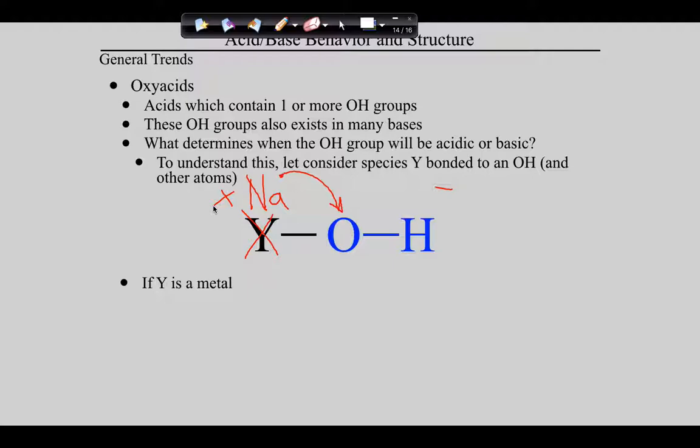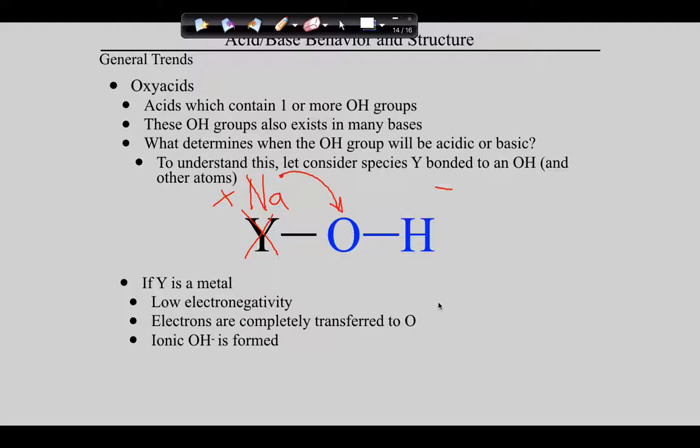And what do we know that salt to be? A strong base. So guys, if Y is a metal, that metal is so weak that the oxygen steals the electron from the metal. That forms an ionic bond, and that makes the substance basic. So the idea in summary goes like this. If Y is a metal, it has a low electronegativity. If that's the case, the electron is completely transferred to the oxygen. This forms hydroxide ion. That makes a hydroxide salt, which is basic.